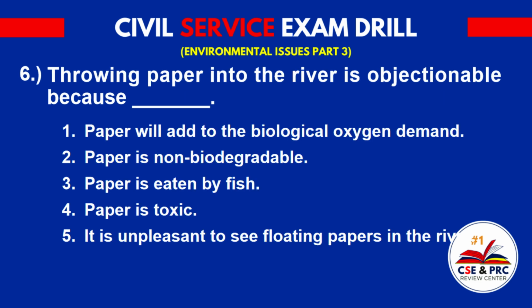Number 6, throwing paper into the river is objectionable because 1. Paper will add to the biological oxygen demand. 2. Paper is non-biodegradable. 3. Paper is eaten by fish. 4. Paper is toxic. 5. It is unpleasant to see floating papers in the river. The answer is 5. It is unpleasant to see floating papers in the river.